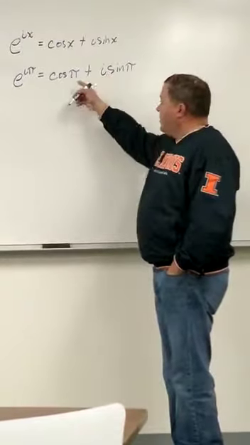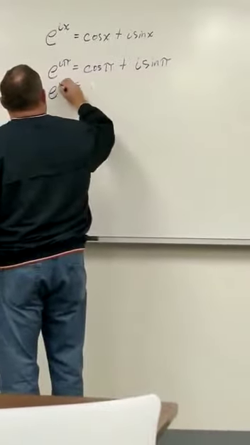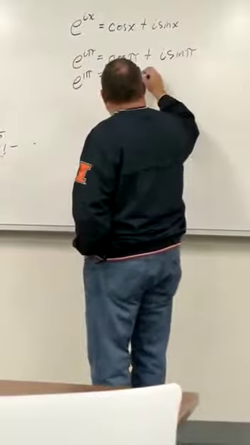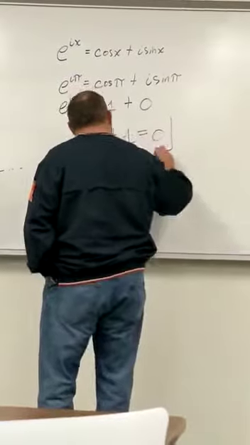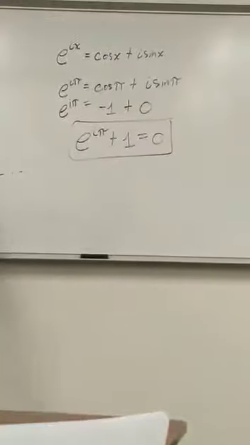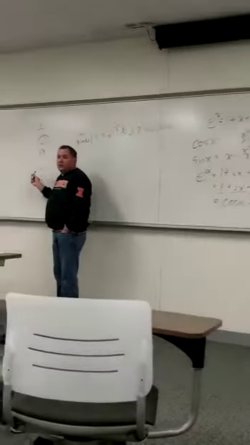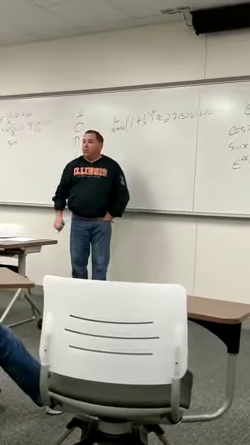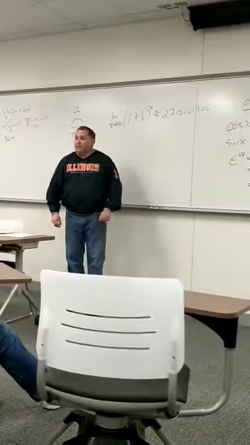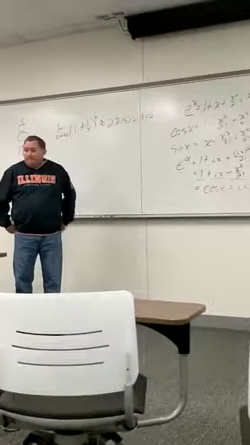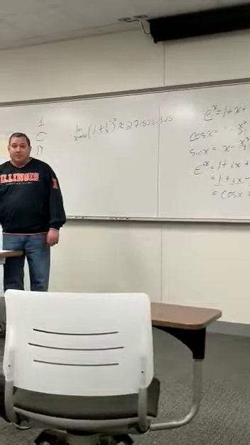What is the cosine of pi? What is the sine of pi? Zero. This is known as Euler's identity, and it should make you freak out, because five numbers that span the millennia of civilization are all tied together by one fundamental identity. Isn't that cool? Spooky action at a distance.